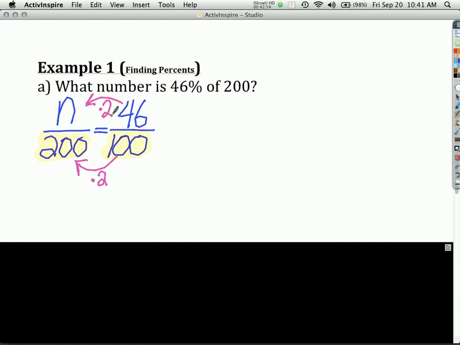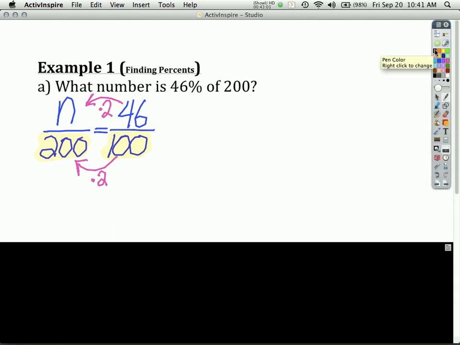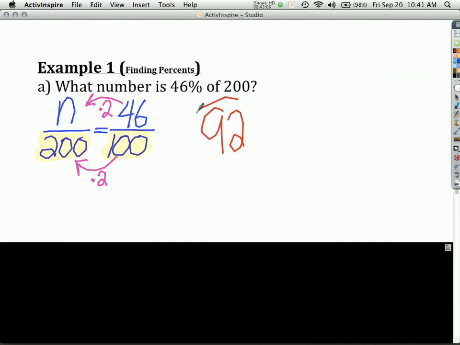So what is the missing value in this question? Kayla in the back over here? It is 92. So what number is 46% of 200? 92 is. Very good. Are there any questions on this? Anyone have a completely different method that is totally unrelated to proportions? Because for this question, I would never do a proportion. I would do something else.